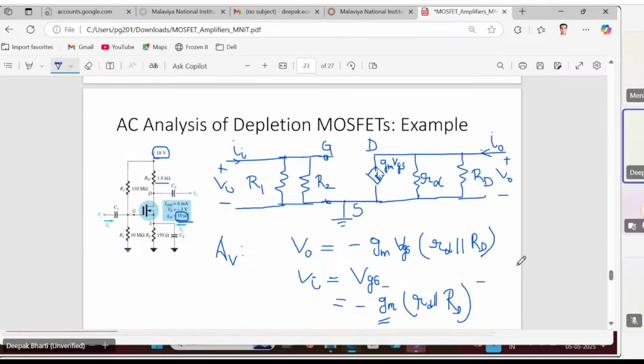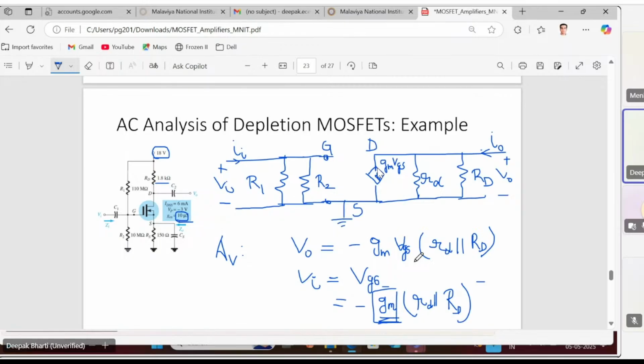In the case of BJT also, whenever we are doing the AC analysis, in the expression of the voltage gain or the input or output impedance, we get the incorporation of small re, that is the small signal equivalent. And how can we determine the small re? Small re can be determined by doing the DC analysis. So similarly here the GM has to be determined by the DC analysis.